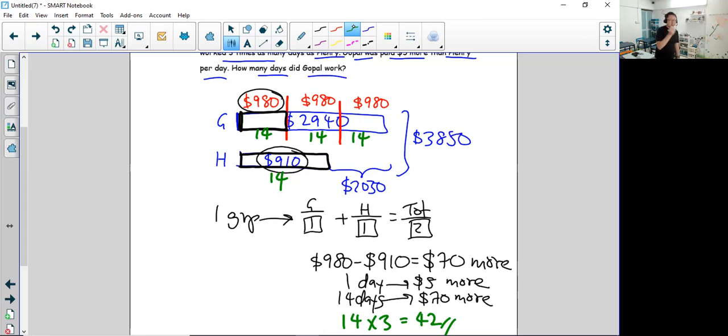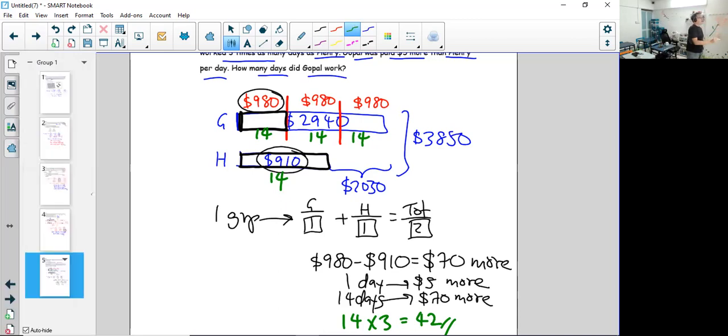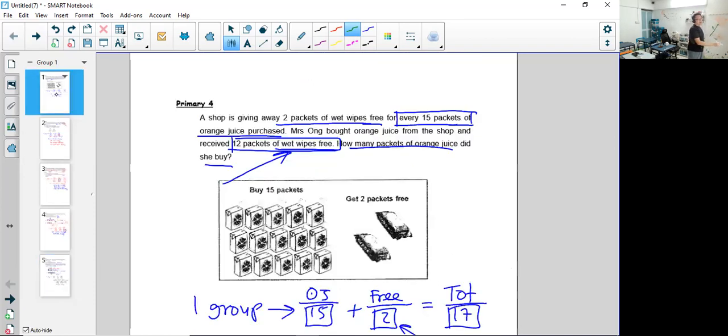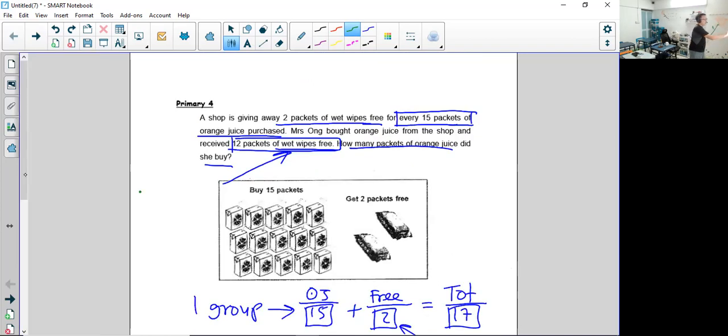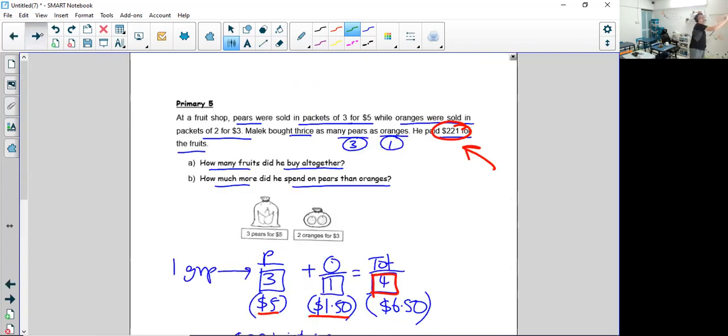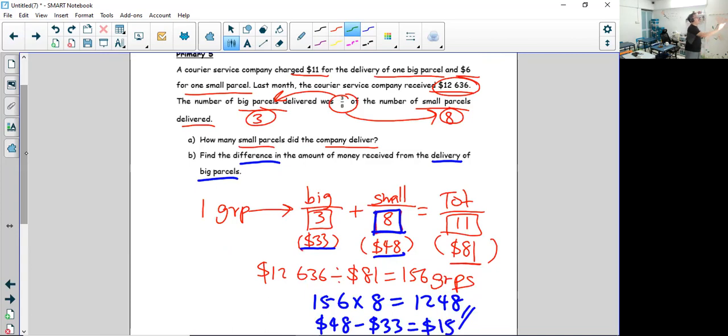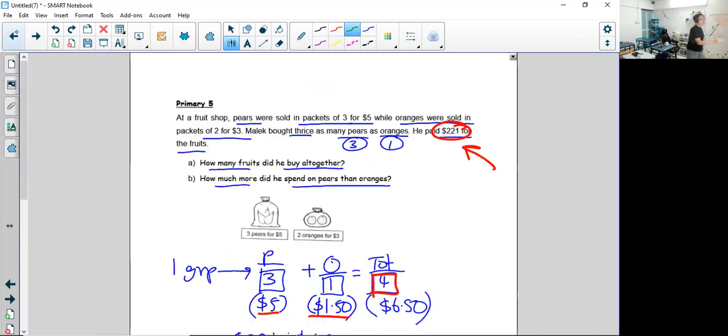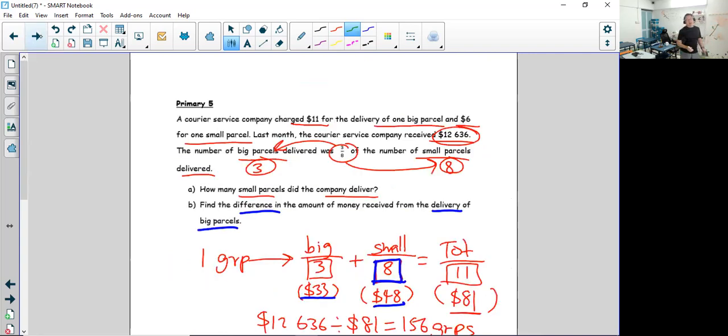one group. It's not so simple as the earlier questions. If you look at the earlier question, it's very straightforward to make one group. One group got this, this, this. And if you look at number 2, it's also easy to make one group. One group got how many pears, how many oranges, and it's very easy. Then number 3 is a little harder, but it's also not hard to make one group because it's quite obvious.